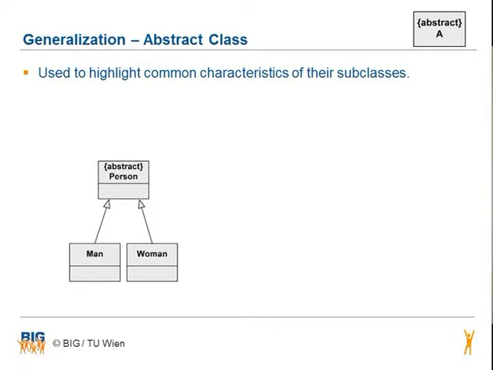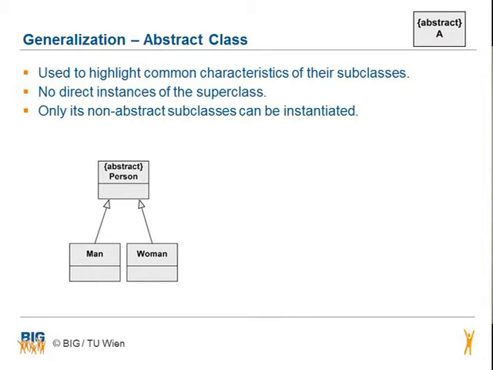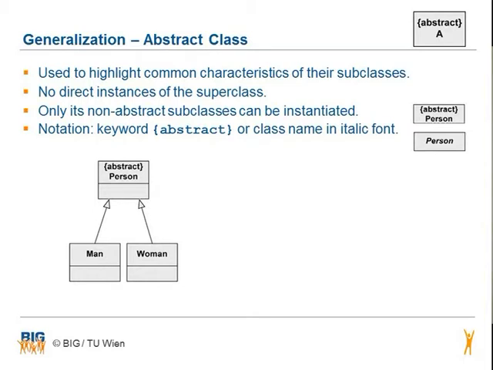The special case of generalization is the construct of an abstract class. It is used to highlight common characteristics of their subclasses, but it ensures that there are no direct instances of the superclass. Only its non-abstract subclasses can be instantiated. It is useful in the context of generalization relationships. An abstract class is indicated by the keyword abstract in curved brackets, or the class name is written in italics.